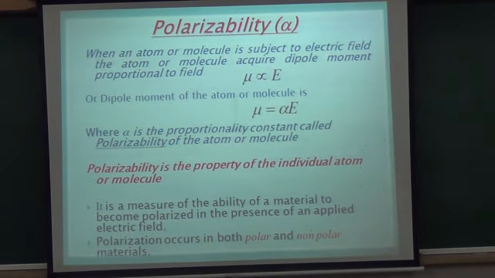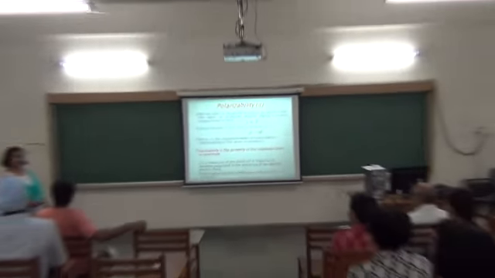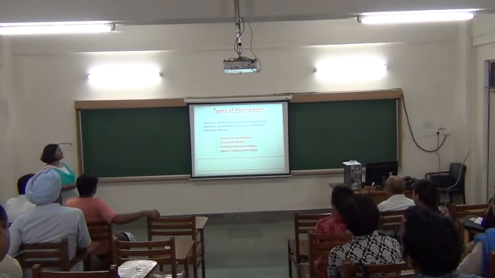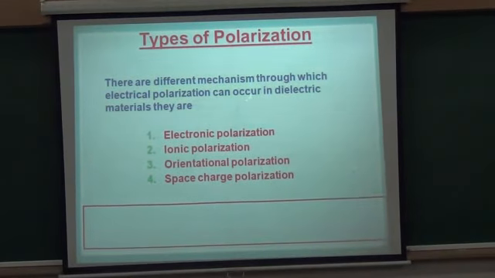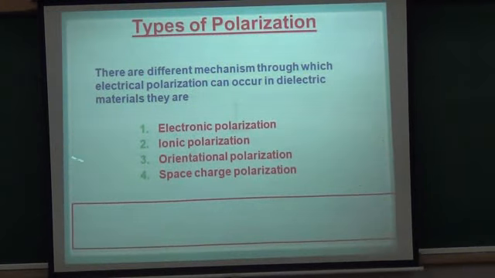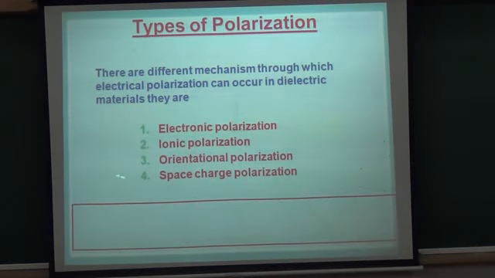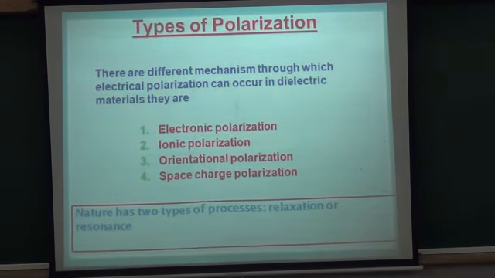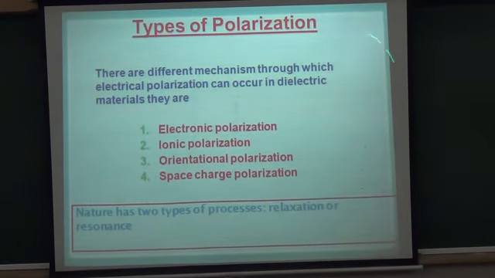This will happen whether it has permanent dipole moment or not. The polarization will happen in both types of molecules. Now there are different types of polarization. We will be discussing 3 of them, which are more important, that is electronic polarization, ionic polarization, orientational, and last is space charge polarization. Out of these 4, there are 2 processes that normally happen in nature. One is relaxation and the other is resonance. That is the absorption of energy.